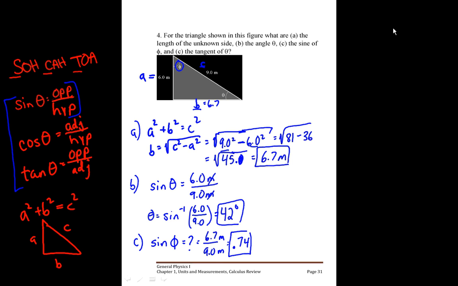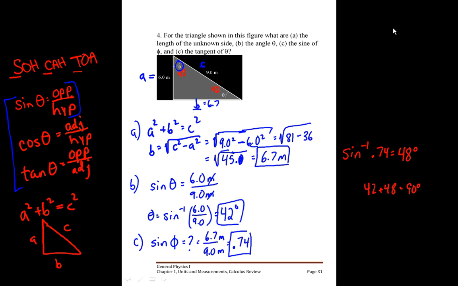0.74, 42 is here. Now, just to do a check, I'll do this over on the side. If I do the inverse sine of 0.74, that should give me my angle phi. Inverse sine is 48 degrees. Now, I've already shown that this is 42 degrees, and so this is 48 degrees. Notice that 42 plus 48 equals 90 degrees. So the sum of those two angles has to equal 90 degrees, because in any triangle, the sum of all three angles equals 180 degrees. All right, so that's just a quick check.